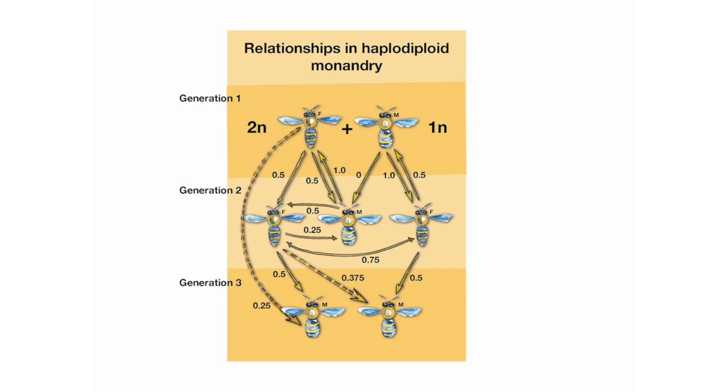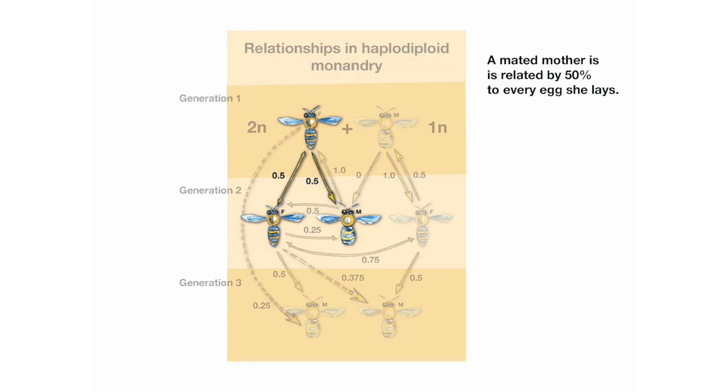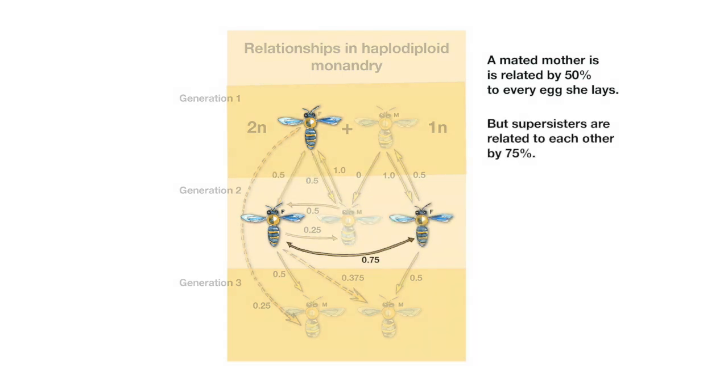This is one mother mated to one male, but now we're going to talk about something different. Because of that crazy asymmetry in the genes that males and females have in the Hymenoptera, a mated mother is related by 50% to every egg she lays. However, her daughters are related to each other by 75%. Okay, this is important. In the order Hymenoptera, if a mother is mated to one male, her daughters are related to each other by 75%, not the normal 50%.